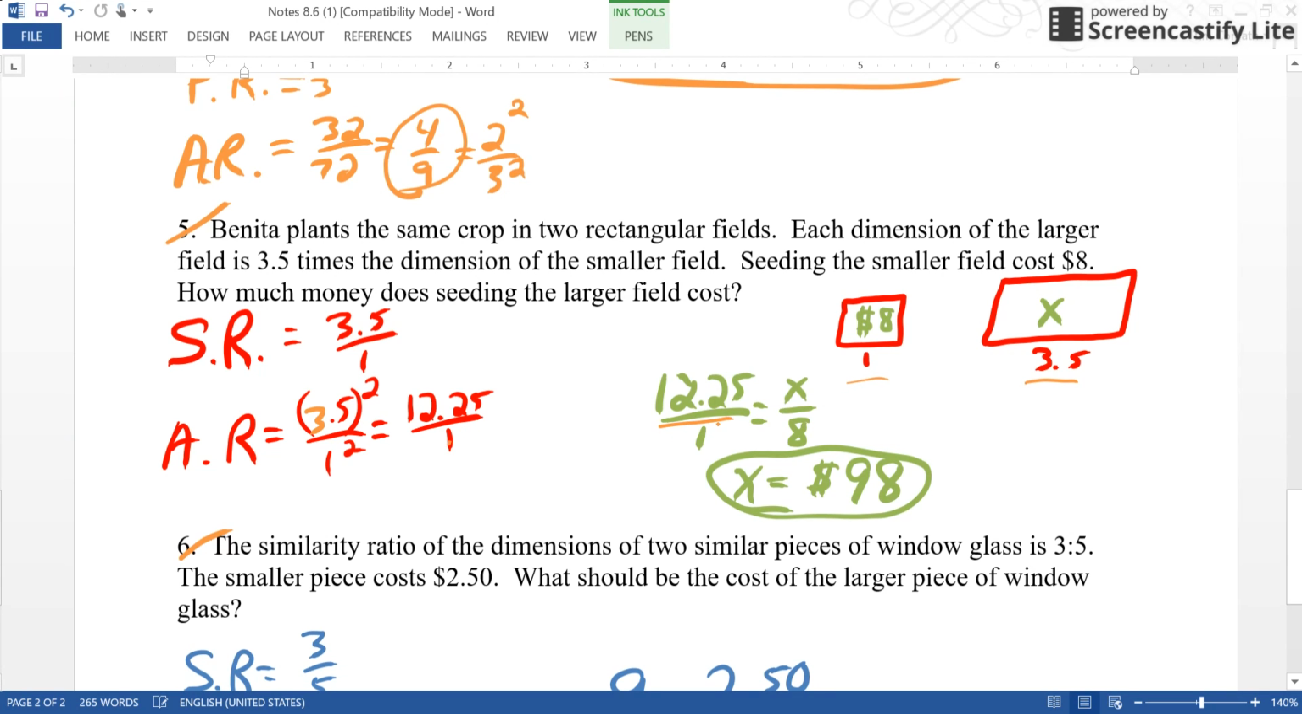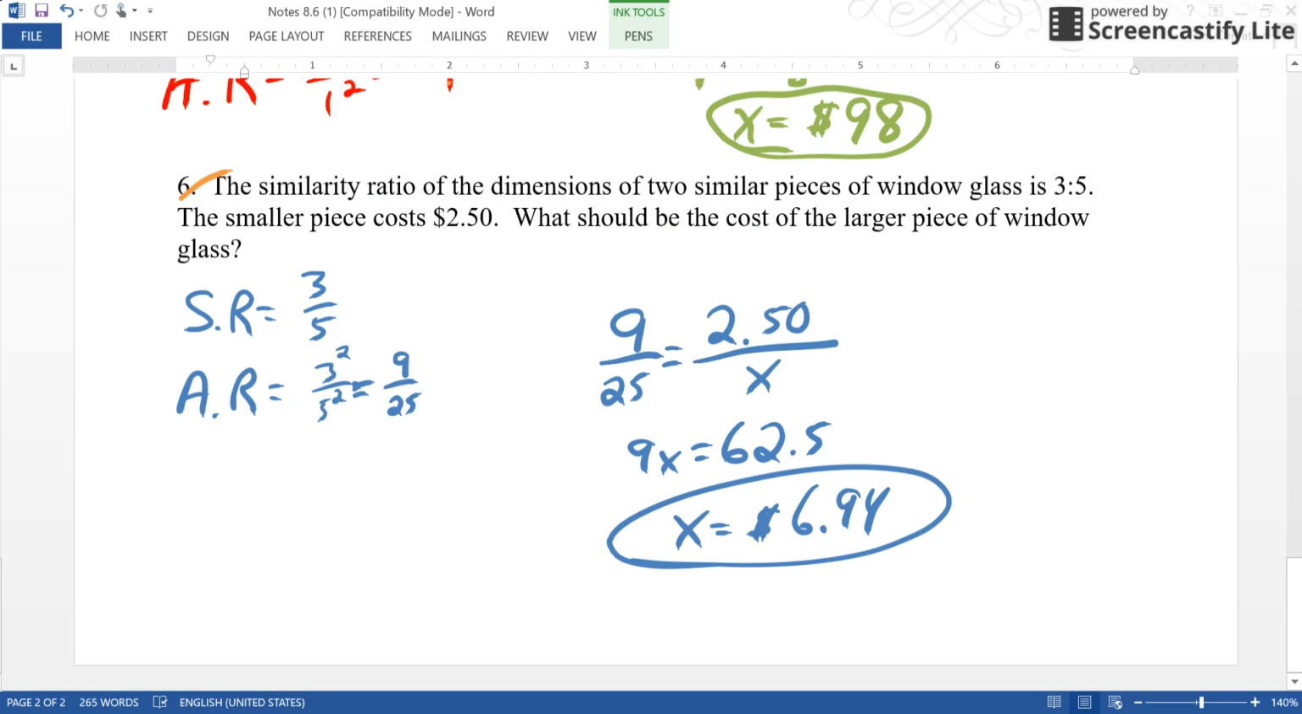So I put that in over here, 12.25 over 1 equals, they said it cost $8 to seed the small one. How much does it cost to seed the big one? So I'm going to say X over 8. Okay, I got the bigger one on top here. And then I solve, I get $98.